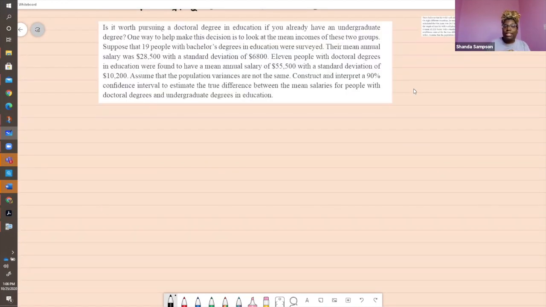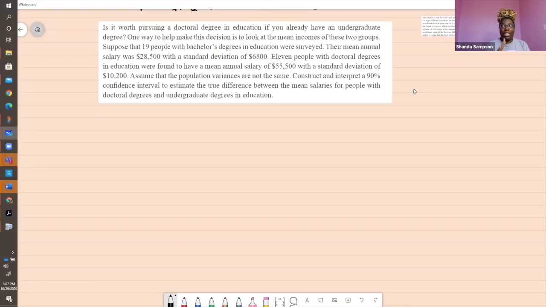Is it worth pursuing a doctoral degree in education if you already have an undergraduate degree? I have my doctoral soon enough. It won't be in education, in statistics, of course. But anyway, one way to help make the decision is to look at the mean incomes of these two groups. Suppose that 19 people with bachelor's degrees in education were surveyed. Their mean annual salary was $28,500 with a standard deviation of $6,800. 11 people with doctoral degrees in education were found to have a mean salary of $55,500. Why did I make twice as much as that?